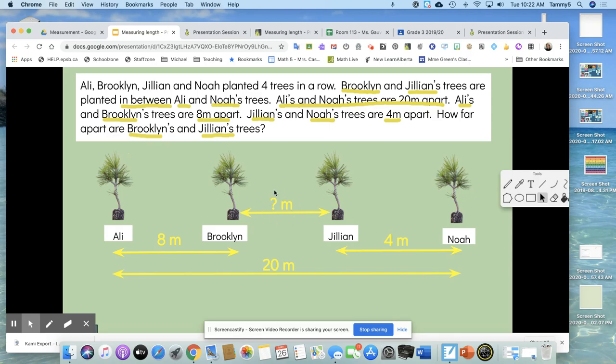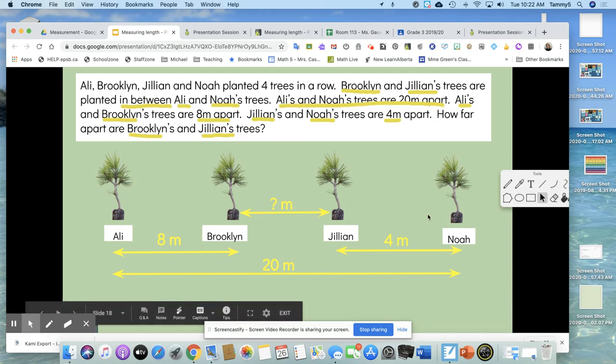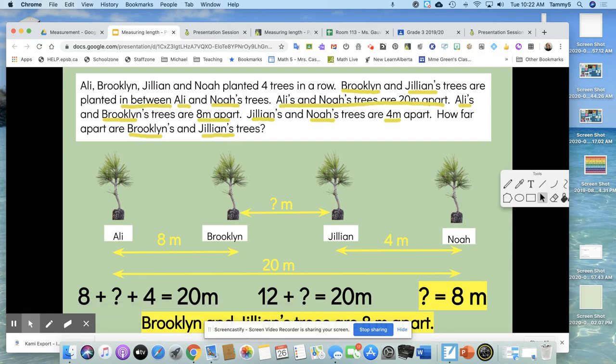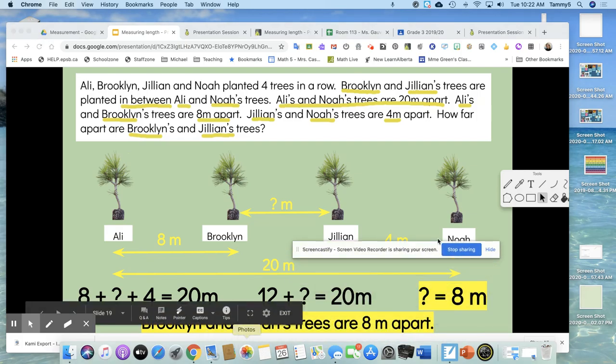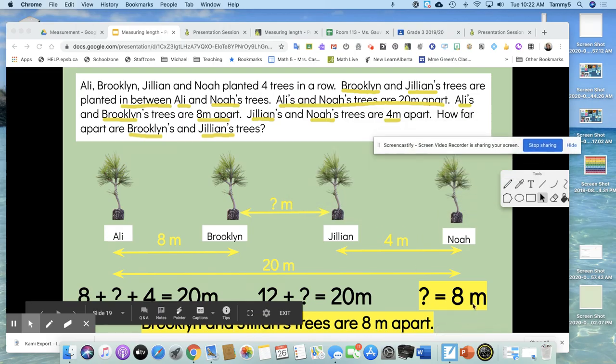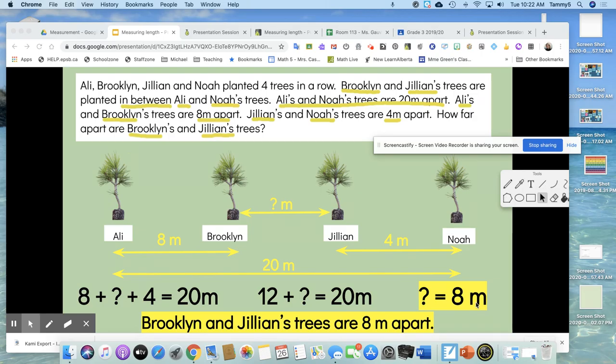figure out. So you can see that 8 plus 4 plus the question mark has to add up to 20 meters. Okay, so now you're going to take a look at this equation and say, I know that 8 plus 4 is 12, and we know that 12 plus something has to add up to 20 meters. So what plus 12 gives us 20? You should be saying to yourself, 8 meters is the answer. Okay, so Brooklyn and Jillian's trees are 8 meters apart.